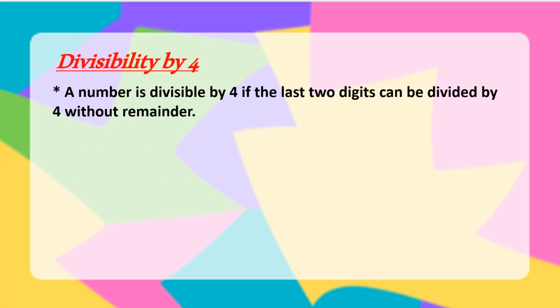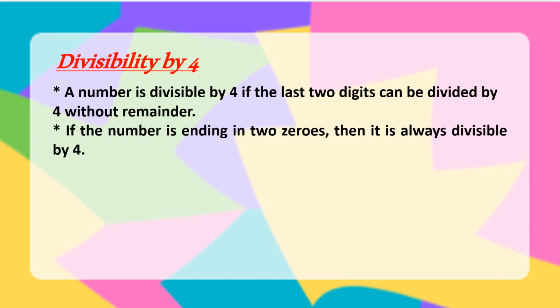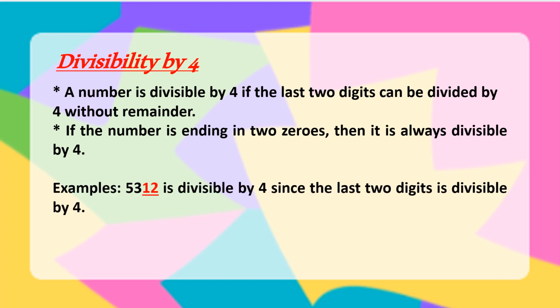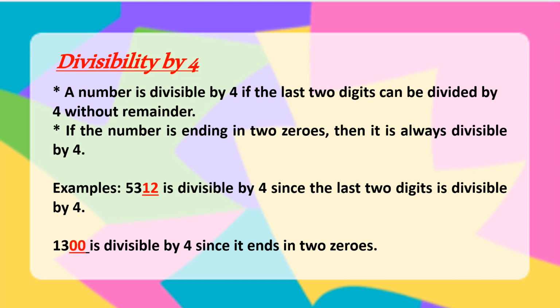Okay, so let's go with divisibility by 4. A number is divisible by 4 if the last two digits can be divided by 4 without remainder. If the number is ending in two zeros, then it is always divisible by 4. Let's have an example. 5,312 is divisible by 4 since the last two digits is divisible by 4, which is 12. Another example, 1,300 is divisible by 4 since it ends in two zeros.